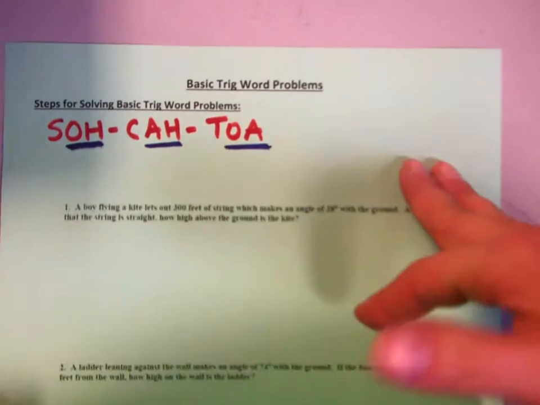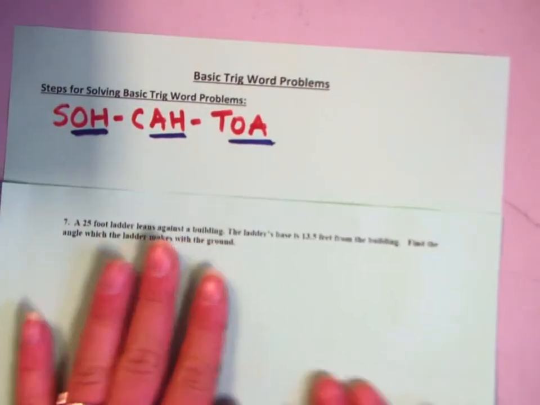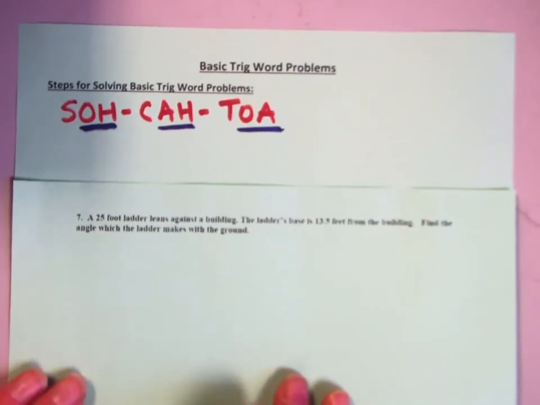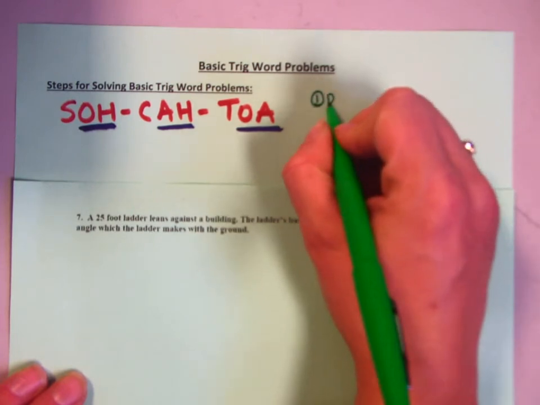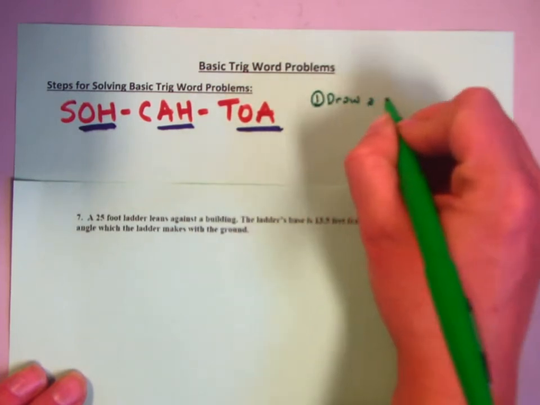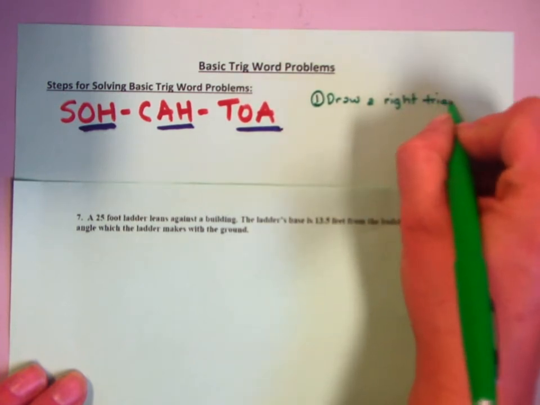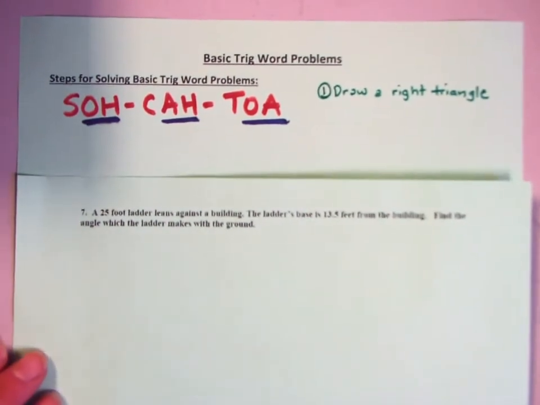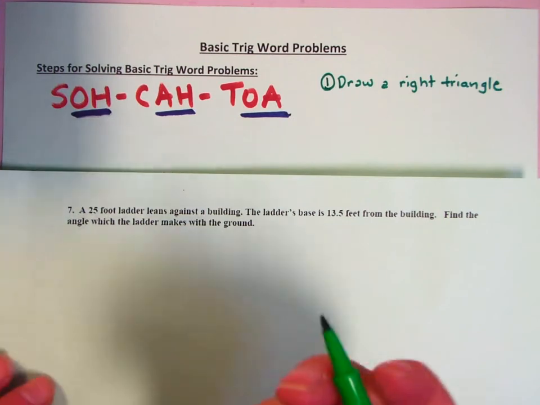So I'm just explaining what I'm doing here. Okay. The first step that we're going to do is to draw a right triangle. It doesn't matter what direction you draw a right triangle. You just have to draw a right triangle.